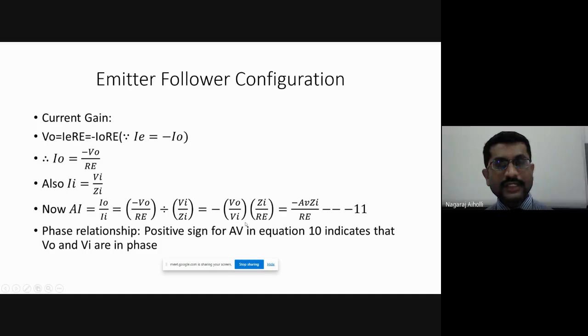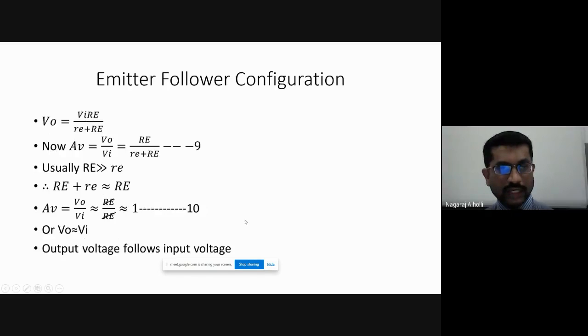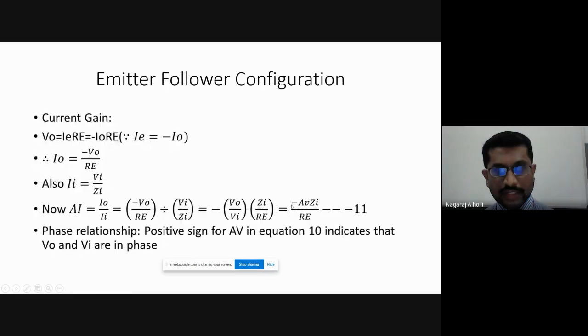What is V0 by VI? It is the voltage gain we just discussed. V0 by VI is AV, voltage gain. Therefore, this will be equal to minus AV into ZI divided by RE. Take it as equation 11. This is the equation for the current gain. The current gain equation for the emitter follower circuit is minus AV ZI divided by RE. Memorize these formulas. They will be helpful when solving the derivation and also the numericals.